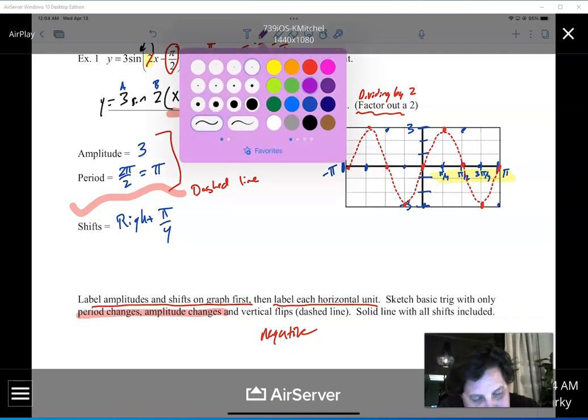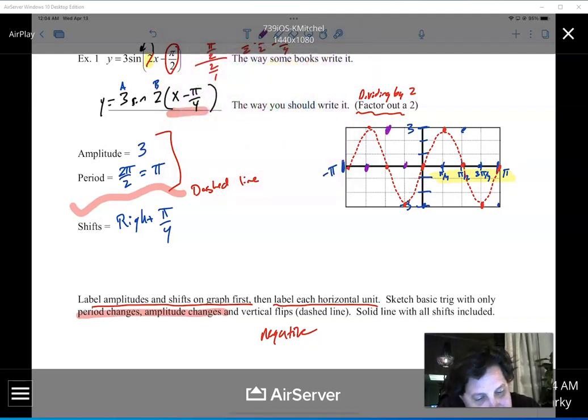Man, I really should have done that in a different color. Let's do that again so it stands out a little bit more. See that? There we go.